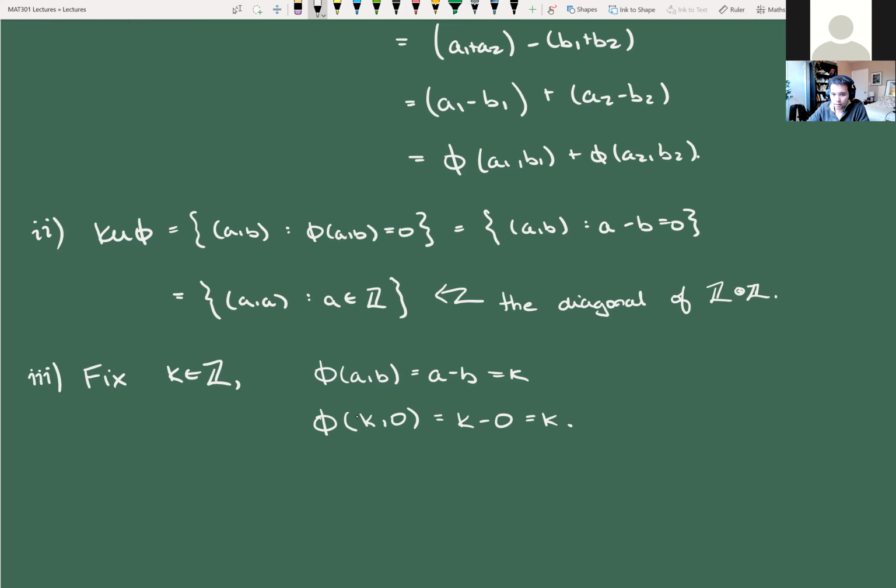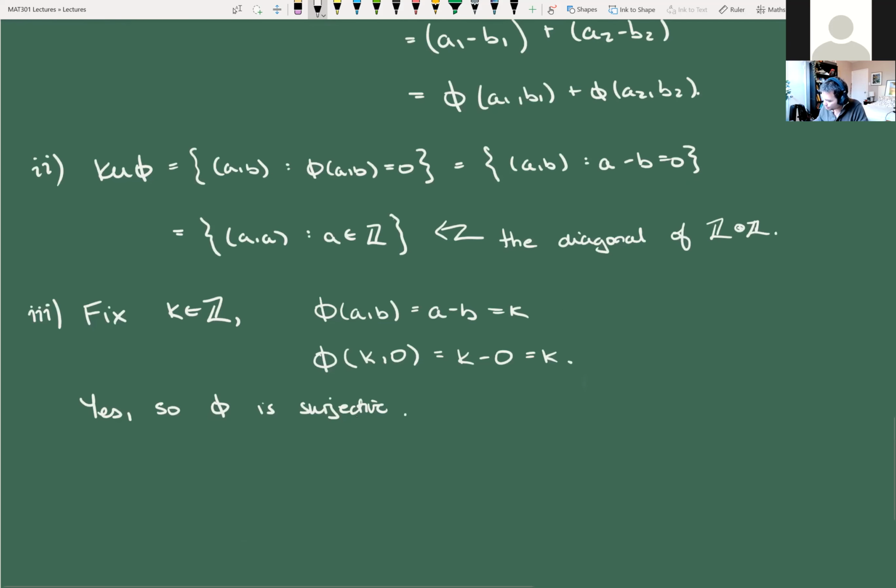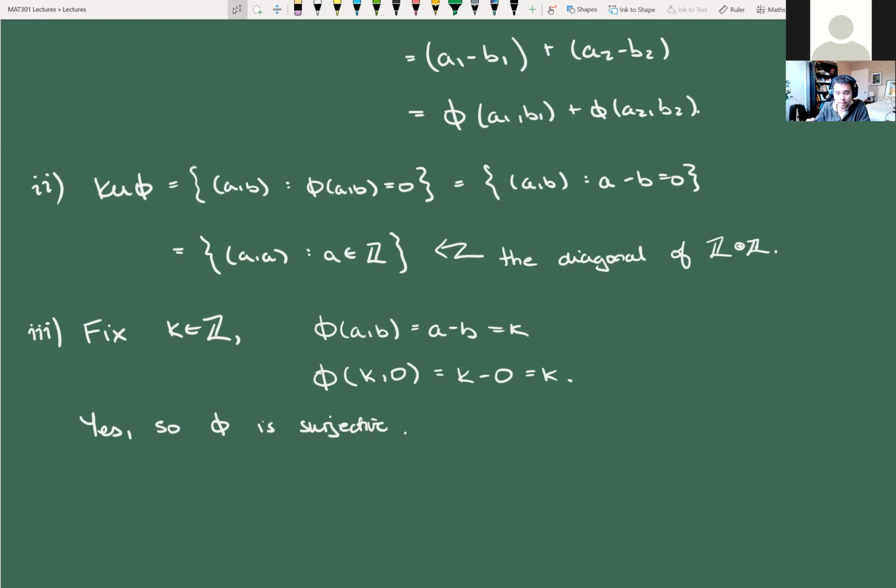And yeah, right, like we're done. This map is surjective. So phi is surjective. Okay, now the question doesn't ask us this, but we can say one more thing, because we know we have a surjective map. We know exactly what its kernel is.